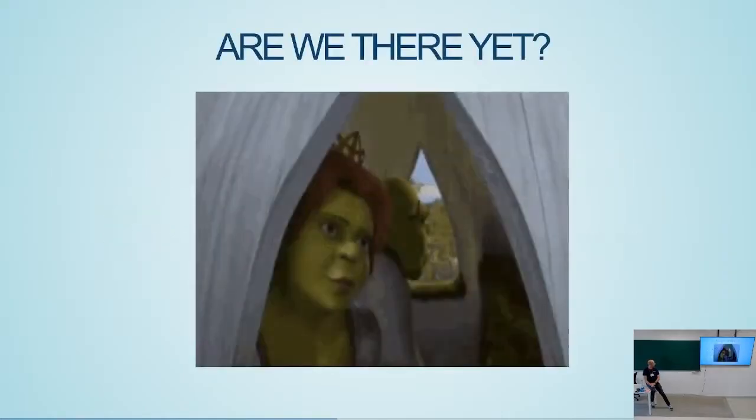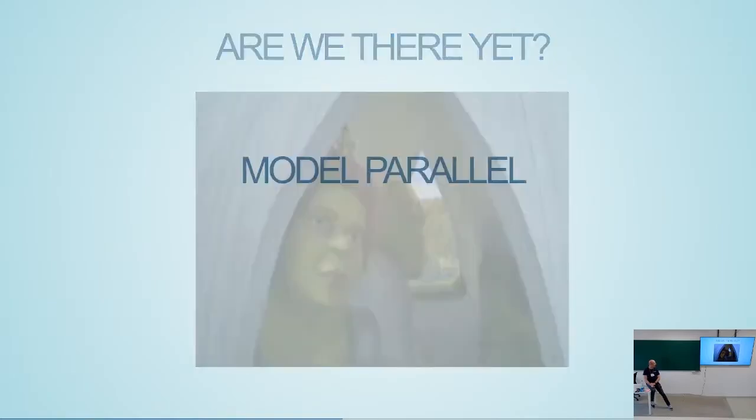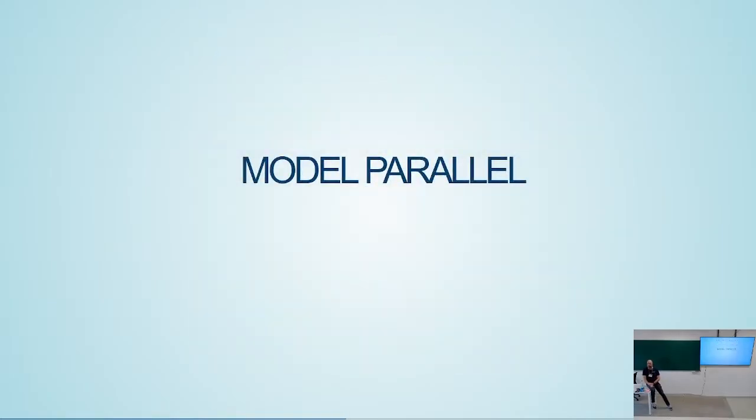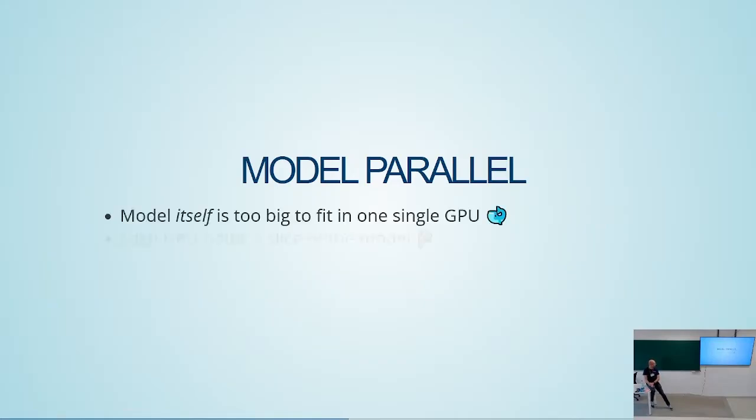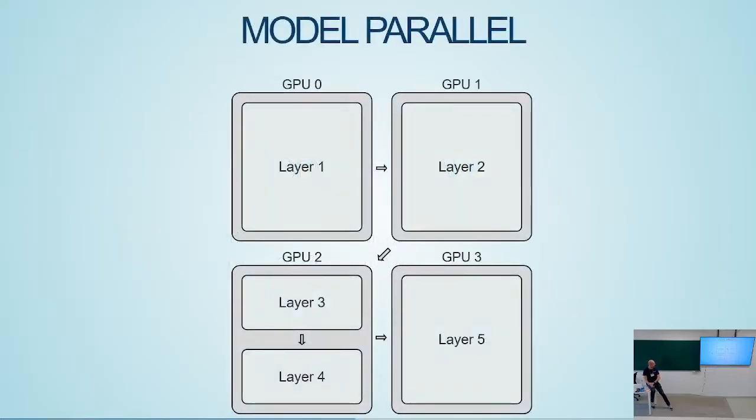But we are not there yet. There's a bit more. There's something called model parallel. Model parallel is when the model is too big to fit in a single GPU. So what you do is each GPU holds parts of the model, like layers or something like this, and then you keep moving data from one GPU to the next. For example, here, with my excellent animation capabilities, the data is moving around, and then it does a back propagation and comes back.